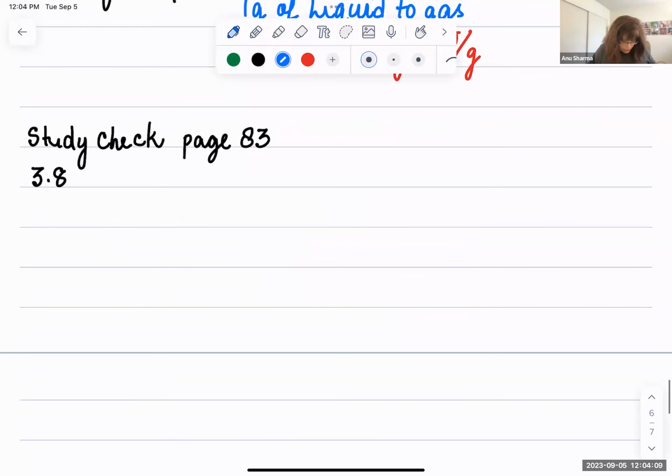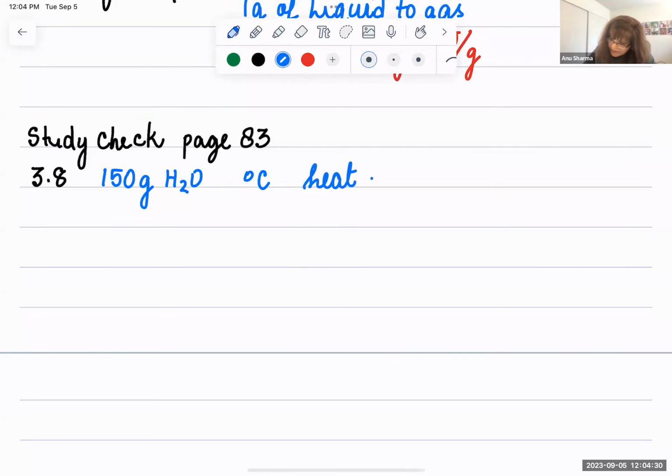Okay, in a freezer, 150 grams of water at 0 degrees Celsius is placed in an ice cube tray. How much heat do we need to find? And the question is in kilocalories. How much heat in kilocalories must be removed to form ice cubes at 0 degrees Celsius?